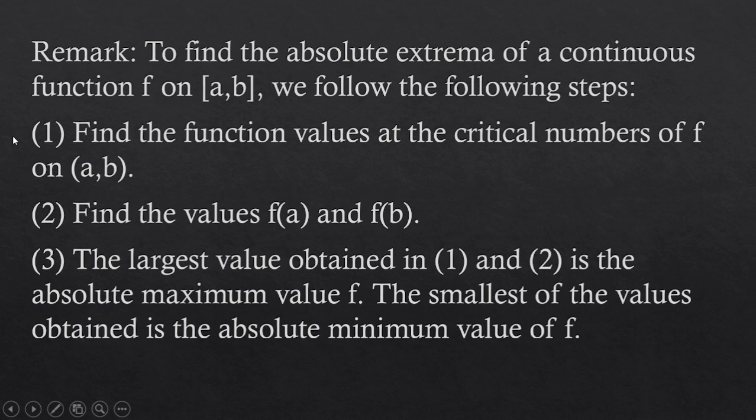Step 1, we will find the function value at the critical numbers of the function f on the open interval from a to b. Actually, we already discussed this in our previous video. In the second part, we will evaluate a in the function and b as well. The largest value obtained in step 1 and step 2 is called the absolute maximum, while the smallest value you obtain in step 1 and step 2 is the absolute minimum.